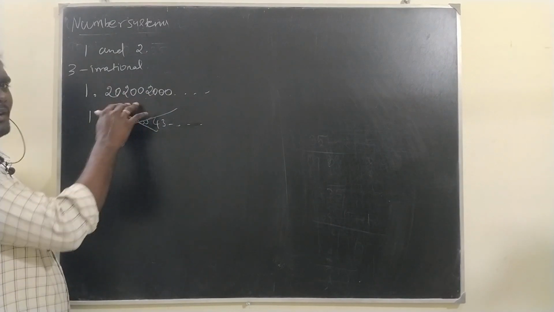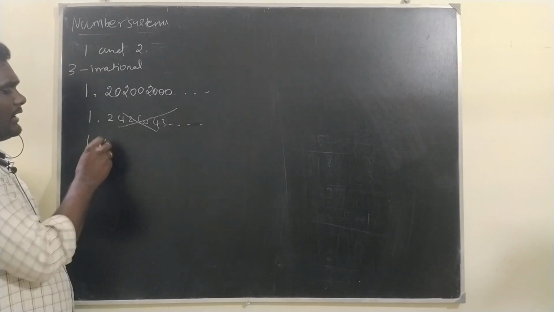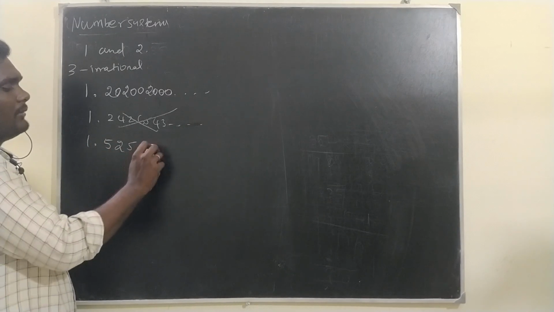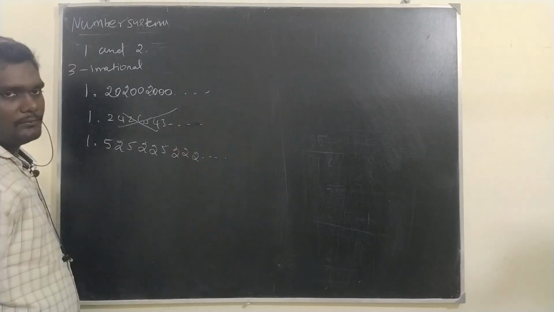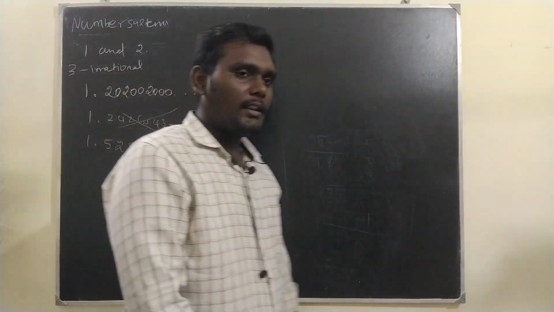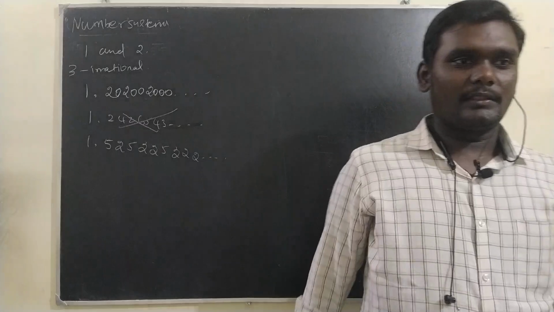Is it only necessary to do it like this? Even we can write 1.52, 522, 5222 and so on. Got it? Like that we can find as many irrational numbers as we want.